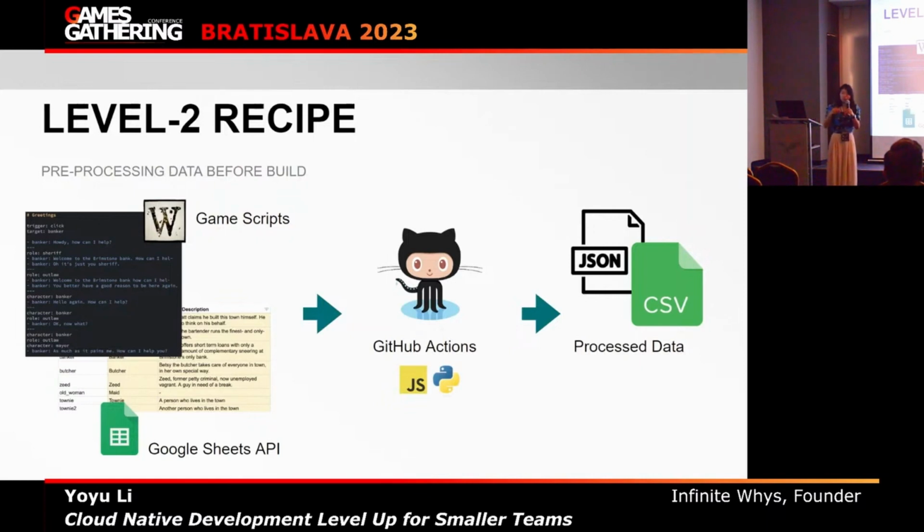So as we introduced before, in our game, we have a lot of data like game design specifications defined in Google Sheets. Some of them are written in a plain text format. So we have those GitHub Actions to convert those data and maybe combine those data together and generate processed data either in JSON or CSV format that can be directly consumed by Unity.